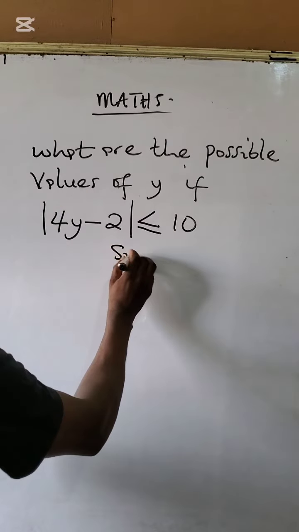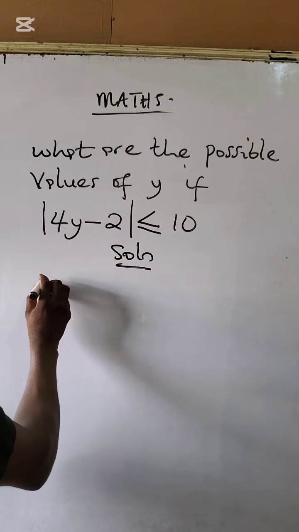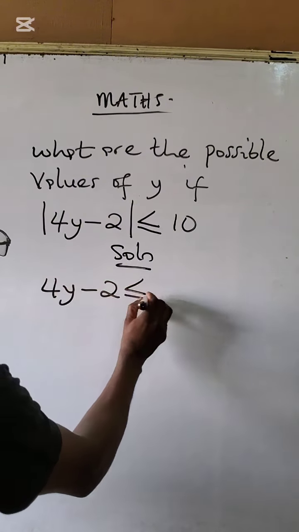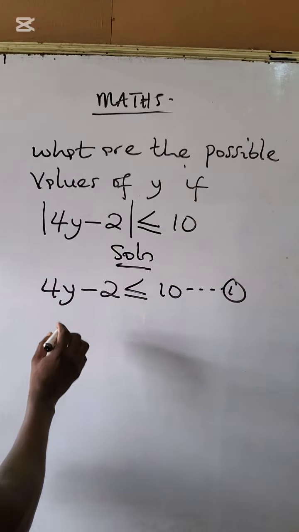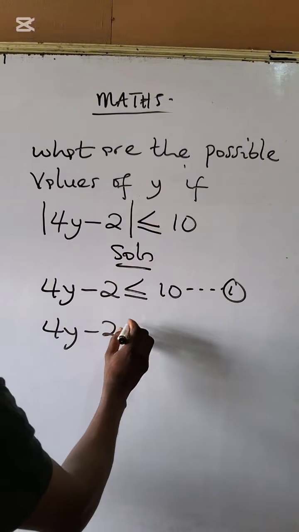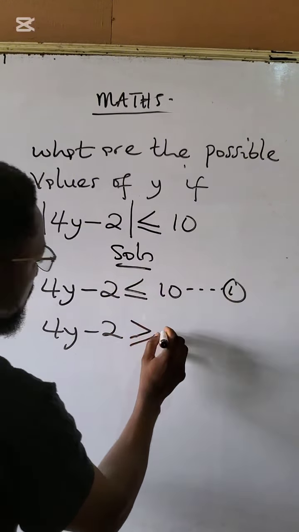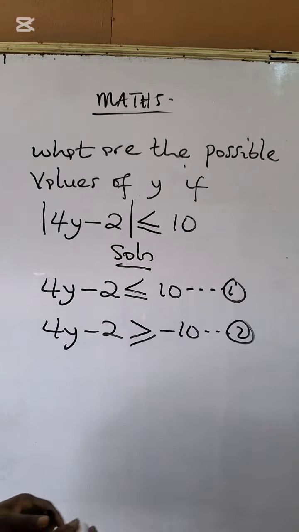So the first thing I will do, I will know that this absolute value symbol here means that 4y minus 2 is less than or equal to 10. That's the first thing I need to solve. And also 4y minus 2, since this one is less than, change the symbol to greater than or equal to, and instead of plus 10, it now becomes minus 10. Those are the two equations I need to solve to get the value of y.